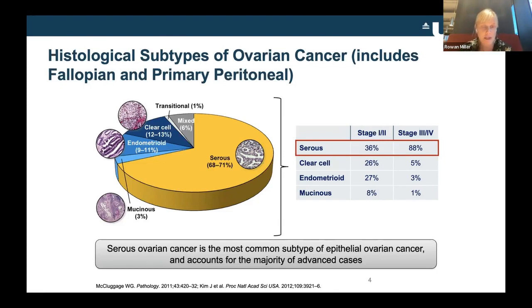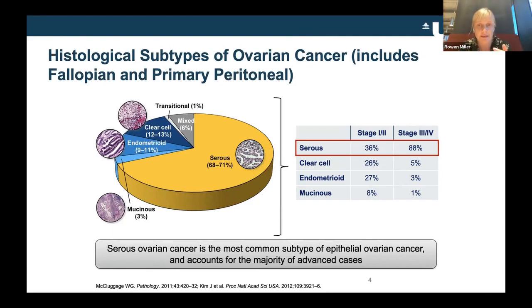Now, there's marked racial variance. For example, clear cell is much more common in the Far East, so in Korean, Japanese, and Chinese populations it represents almost a quarter of all cancers, and that's probably because of a higher incidence of endometriosis, which is the putative precursor lesion.